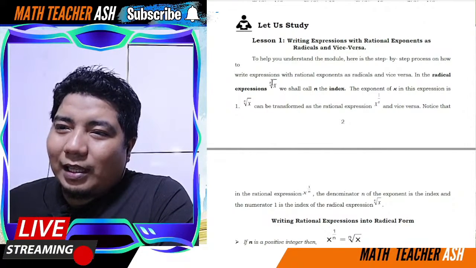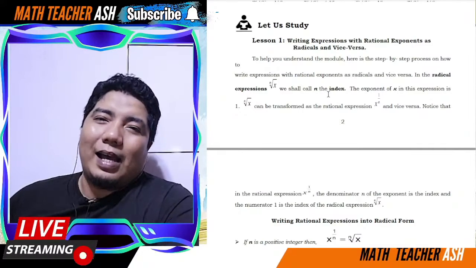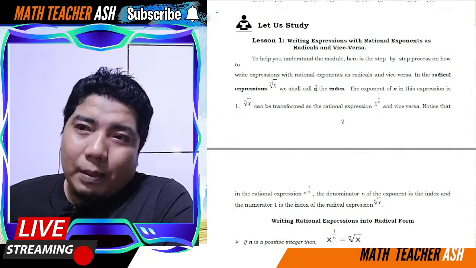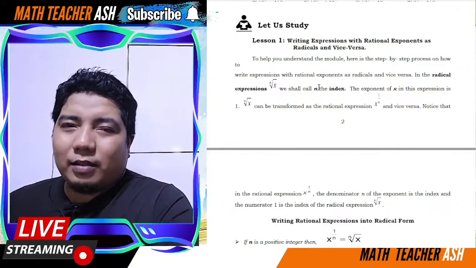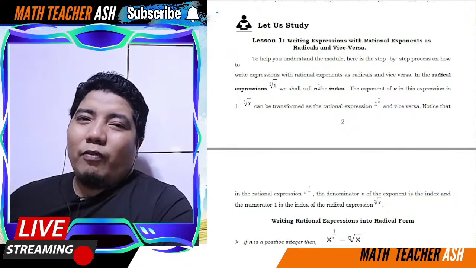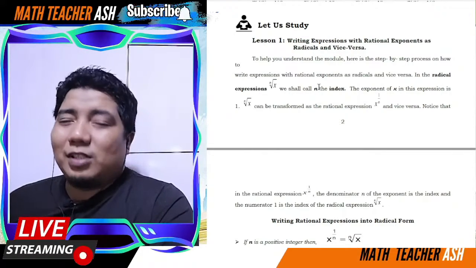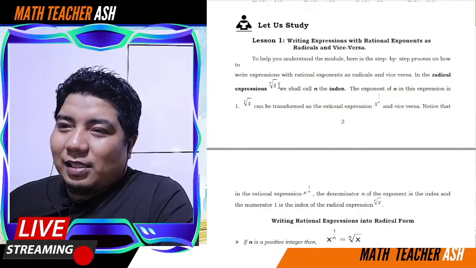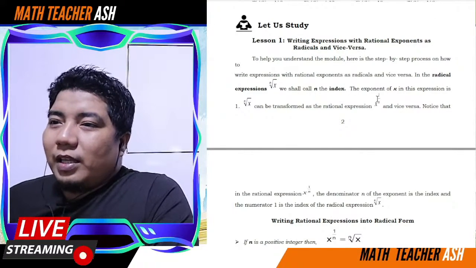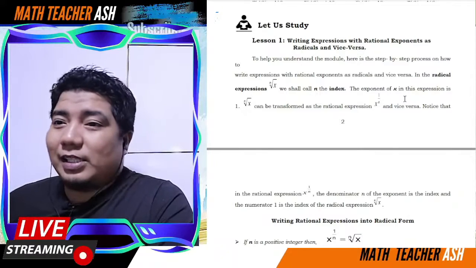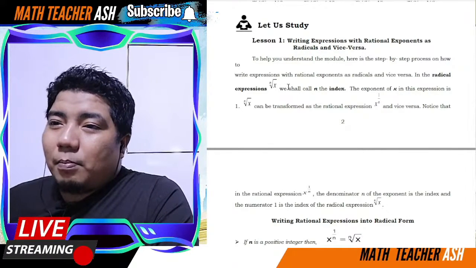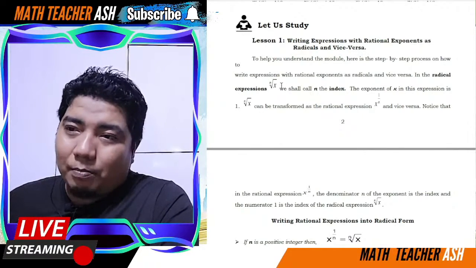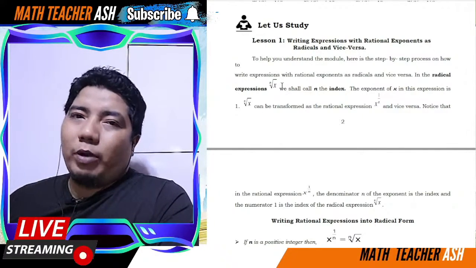So itong n na nakikita nyo na maliit dyan, yan ang tinatawag na index. Ibig sabihin, kung wala kayong nakikitang number dyan, meaning ang index niyan ay 2. Pag meron namang 3, cube root na yun basahin. Kung 4 naman, 4th root. Kung 5, 5th root, 6th root, 7th root, and so on and so forth. Okay. Now, ito namang x dito, this is what you call the expression itself. Now, kung wala kayong nakikitang exponent sa x, okay, yung maliit na number, ibig sabihin yan, yung exponent ay 1.